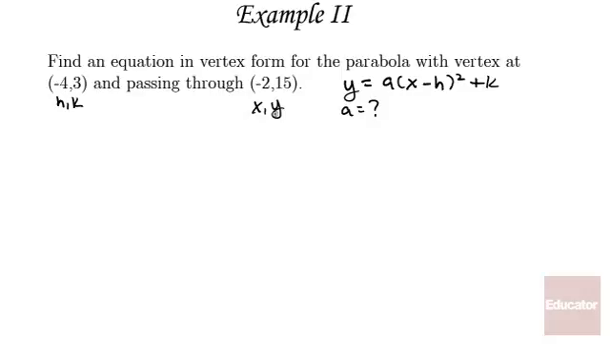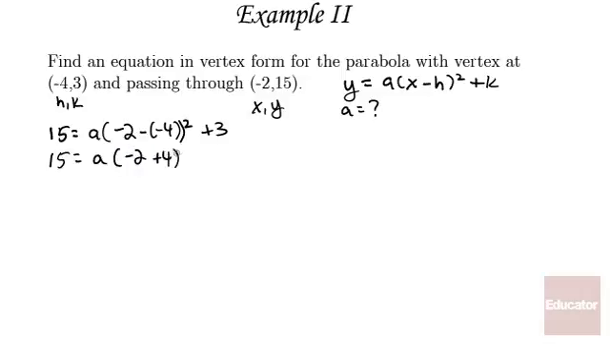So I'm going to substitute in here for y, that is 15. I don't know a. I know that x is negative 2. I know that h is negative 4. And k is 3. So solving, a negative and a negative, that's actually a positive. So this gives me 15 equals a times (negative 2 plus 4, which is 2) squared.